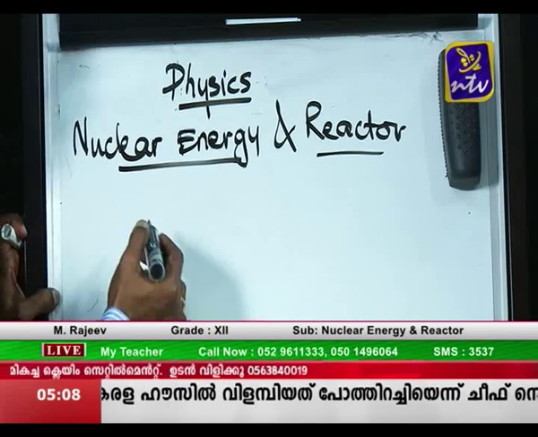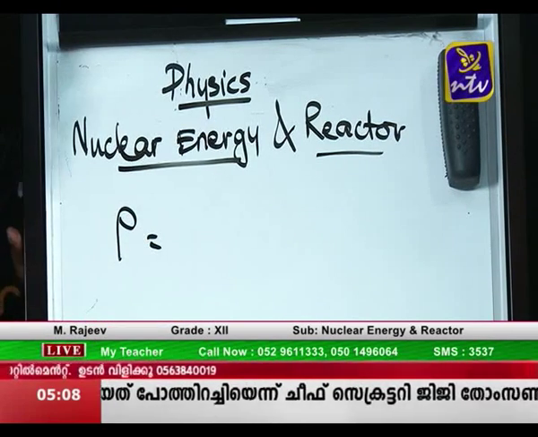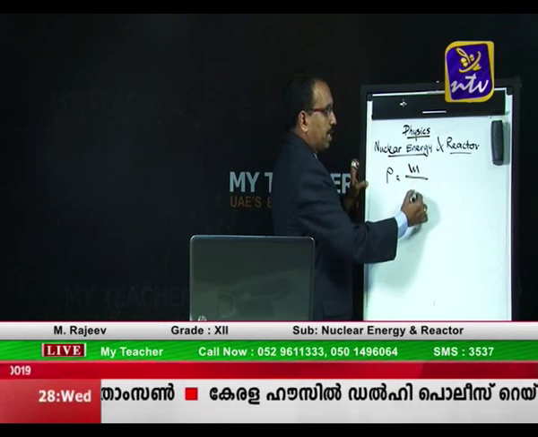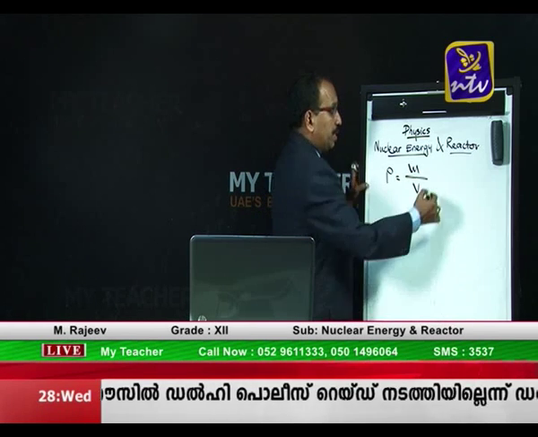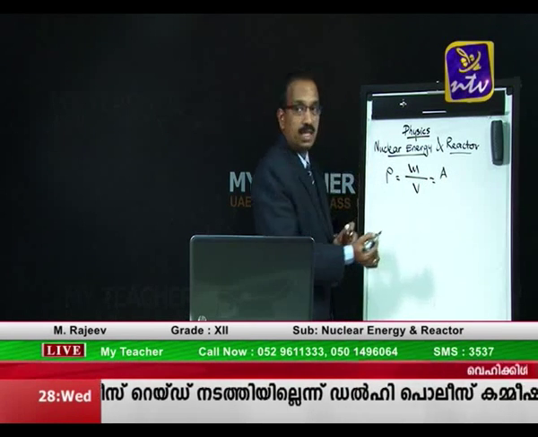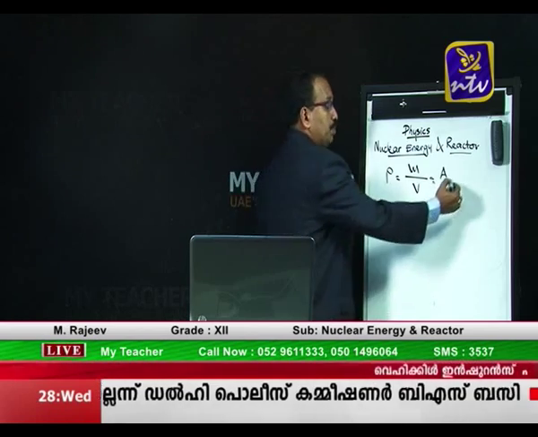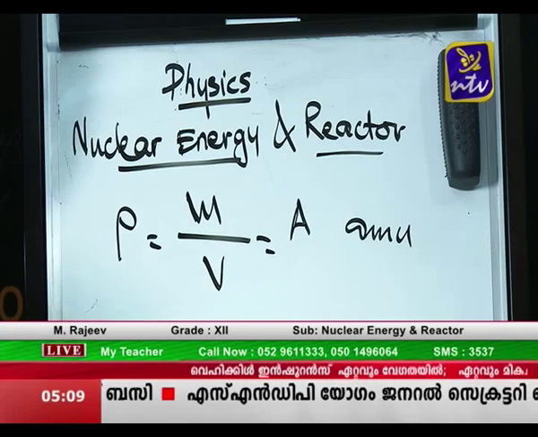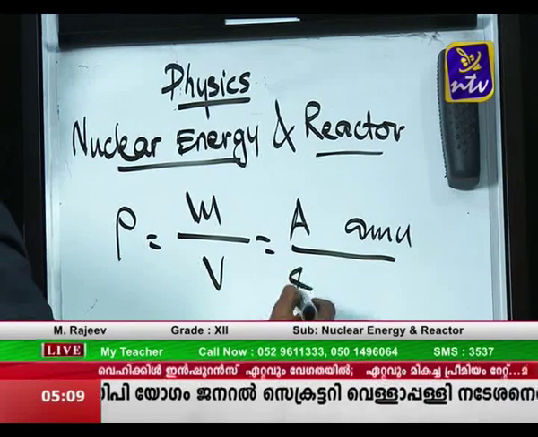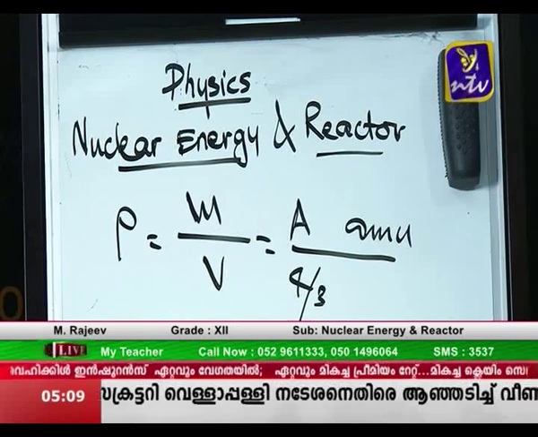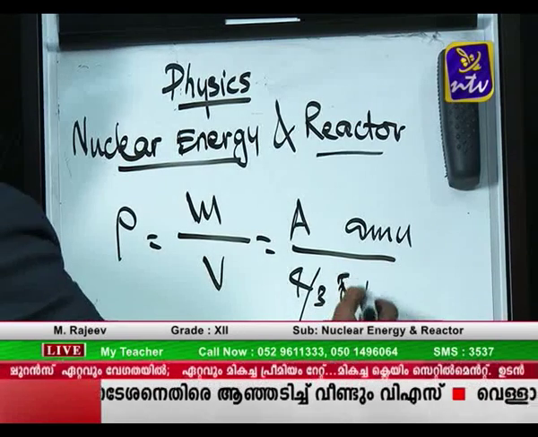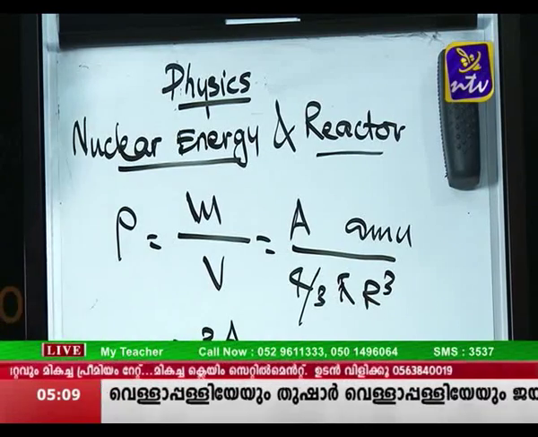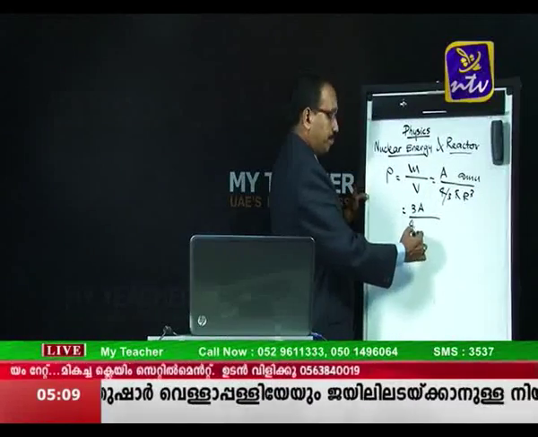If you want to calculate the density of the nucleus, density is mass by volume. If I write mass as the mass number A, that much AMU, atomic mass unit, is the mass of the nucleus. Divided by volume: considering the nucleus as a sphere, the volume is 4/3 pi r cubed. So it becomes 3A divided by 4 pi r cubed.